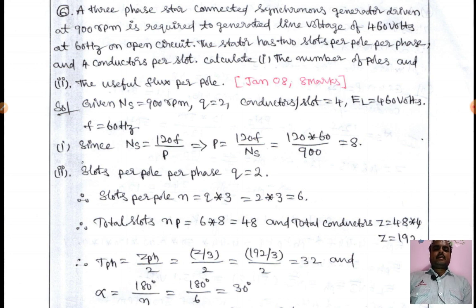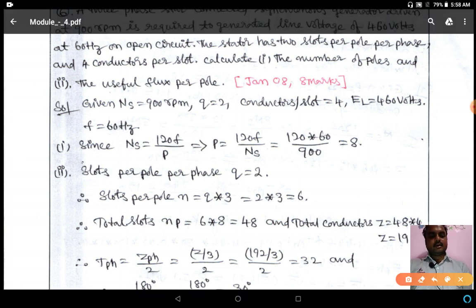A three-phase star-connected synchronous generator driven at 9000 rpm is required to generate a line voltage of 460 volts at 60 Hz on open circuit. The stator has two slots per pole per phase and 4 conductors per slot. Calculate the number of poles and useful flux per pole. So here what you have to find out is P value, and flux per pole phi value you have to find out.